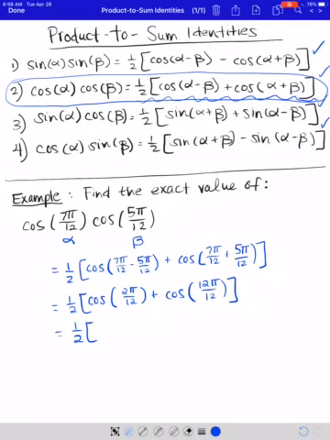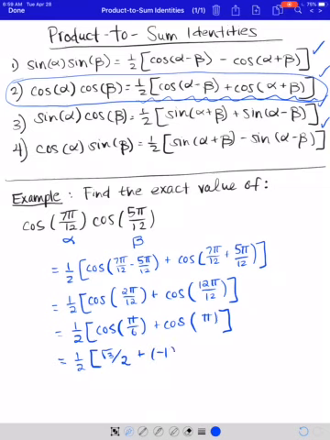We'll have 1/2 times cosine of 2 pi over 12 reduces to pi over 6. And then plus cosine of 12 pi over 12 reduces to pi. And now we can evaluate these. Notice pi over 6 and pi, those are nice angles we're used to working with. So let's see, cosine of pi over 6, that's equal to √3 over 2. Plus cosine of pi is -1.